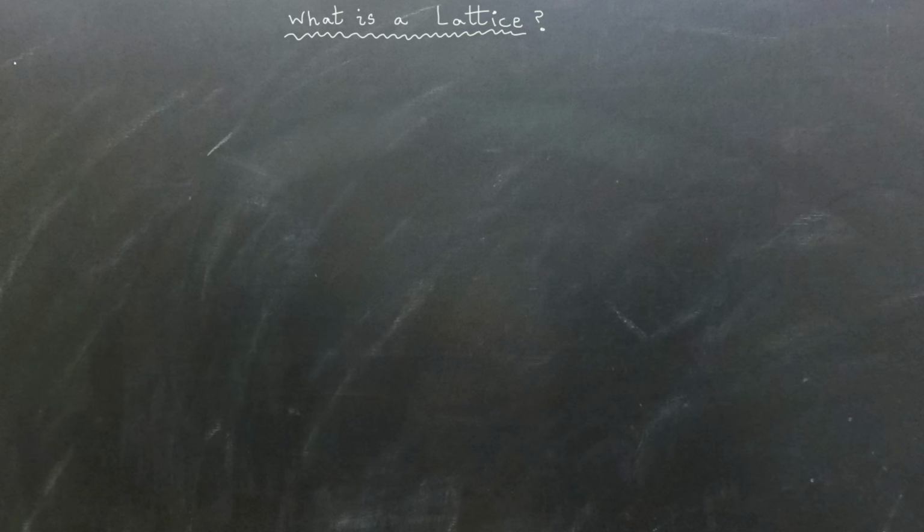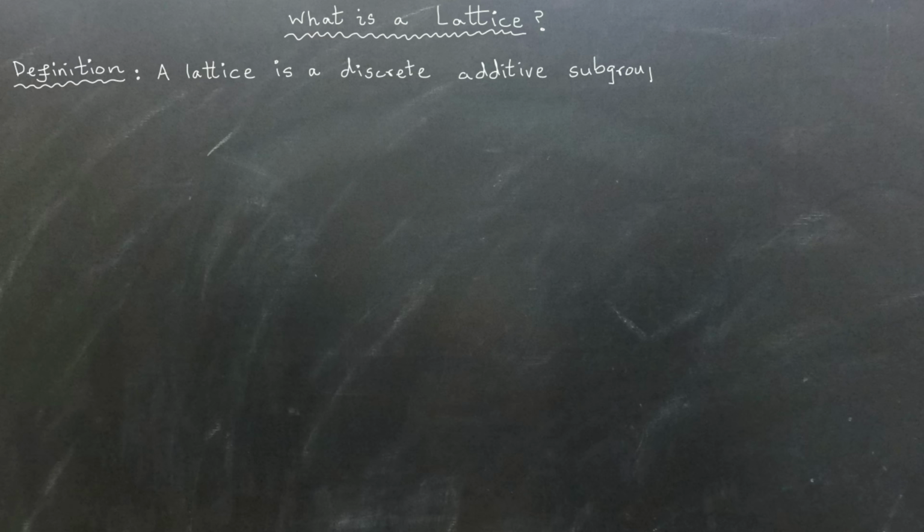Let's move towards the formal definition of a lattice. Formally, a lattice is defined as a discrete additive subgroup of n-dimensional real numbers. If that definition makes sense to you, great. You are done. You can move on to the next video.